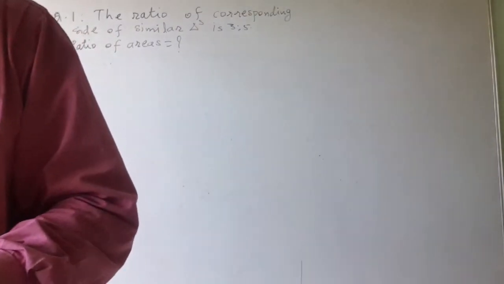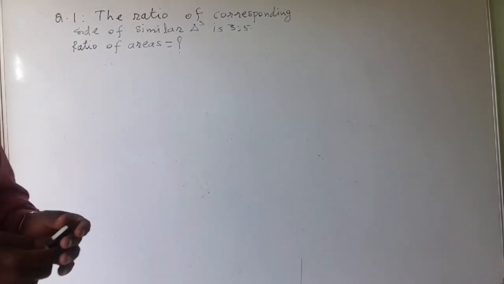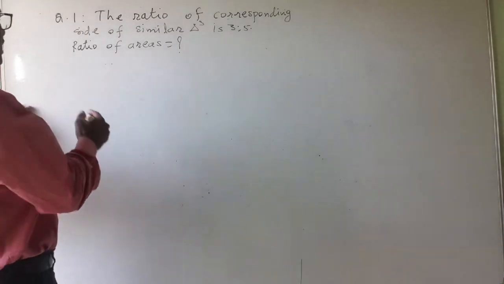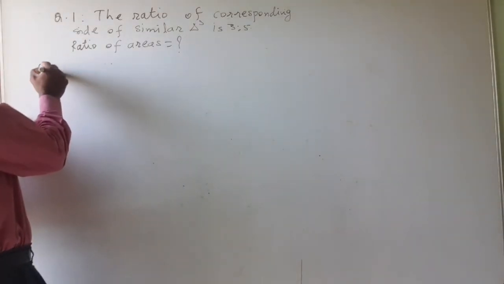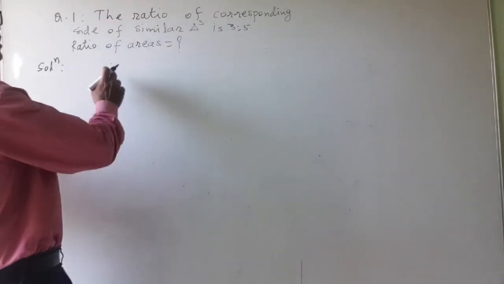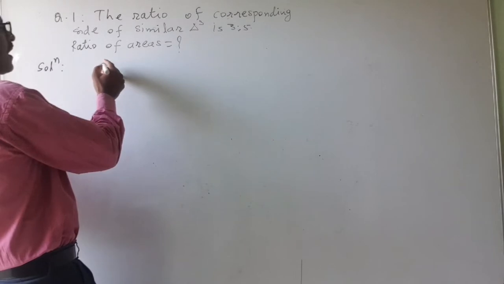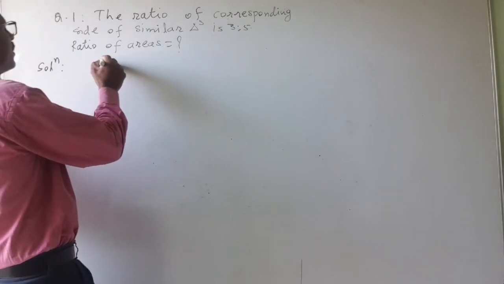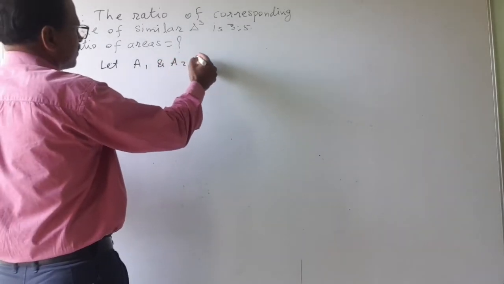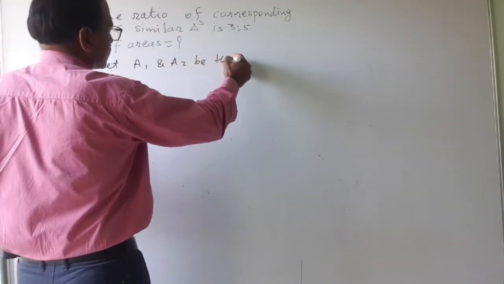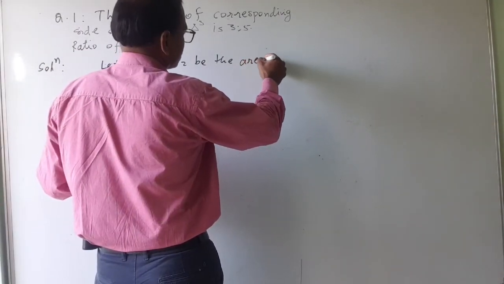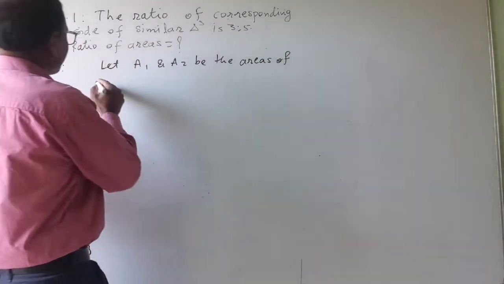We know that the ratio of the areas of two similar triangles is equal to the ratio of the squares of their corresponding sides. So the solution will be like this. We have to write the statement. So let A1 and A2 be the areas of the triangles.